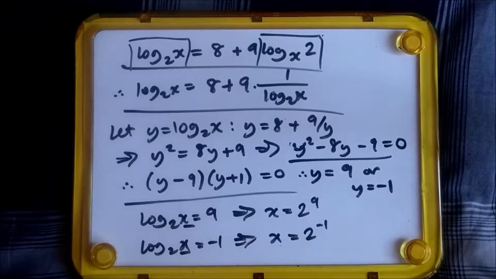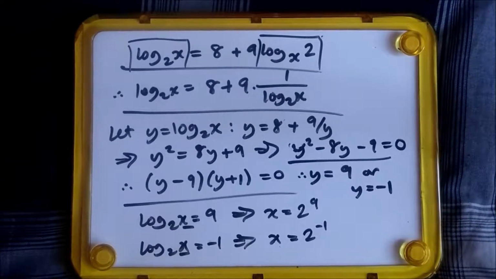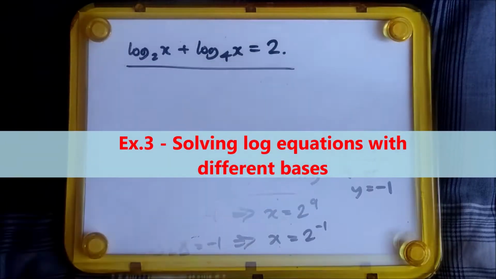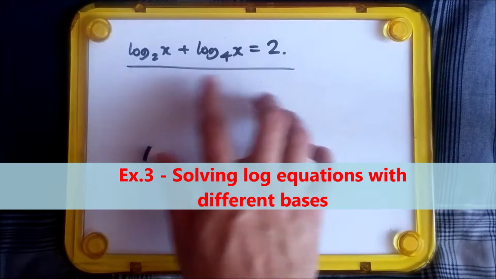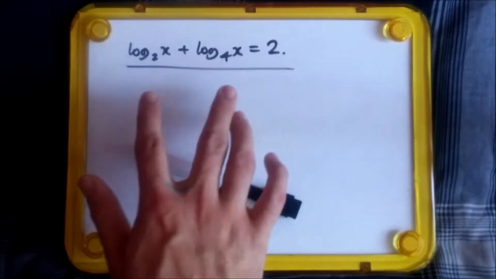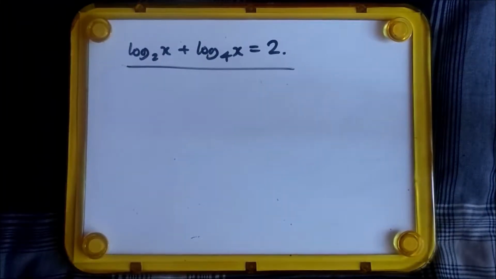I'm not going to bother doing 2 to the power 9, but this should give us what we need. Now, there's one key issue here. Firstly, notice that we have a 2 and a 4. In other words, our lower bases are not the same, meaning we cannot merge these logs together. So that means we have to use another method, or at least try and make this the same.